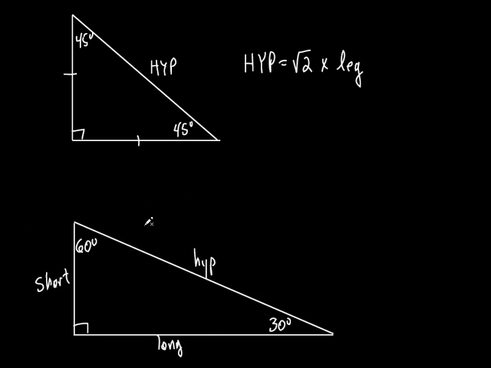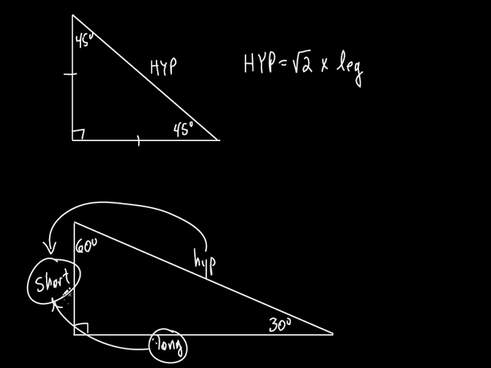I always said the most important side on a 30, 60, 90 is the short side, because they both relate to the short side. The long leg has a relationship with the short, and the hypotenuse has a relationship with the short. Hypotenuse is the easiest one. The hypotenuse is how much of the short one? It's always twice as much, so it's 2 times the short leg. Just double it. That's all it is. Hypotenuse is always double the short leg.